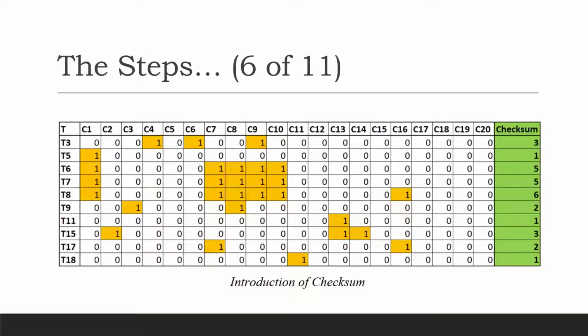In our next step, we introduced a checksum that would record the sum of each row, implying the number of anomalous data points at each corresponding time instance. So for example, in the first row as you see, the checksum 3 implies that at the T3th instance, there are 3 anomalous data points that have been recorded simultaneously by the sensor IDs.